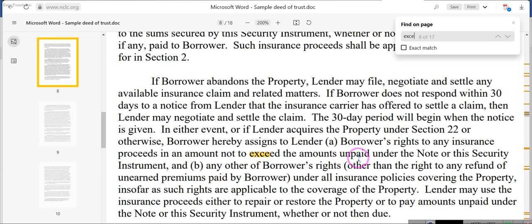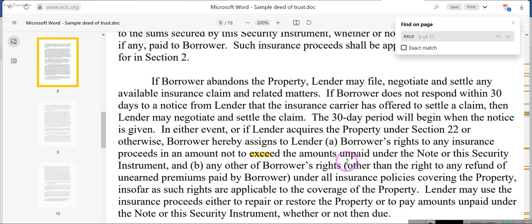Okay? The same as the lender gets to assign a trustee, the borrower is going to unassign this section right here. Because you're waiving all rights, ladies and gentlemen, under all insurance policies covering the property, insofar as such rights are applicable to the coverage of the property. The lender may use the insurance proceeds either to repay or restore the property or to pay amounts unpaid under the note or the security interest, whether or not then due. Okay, you need to redo this.